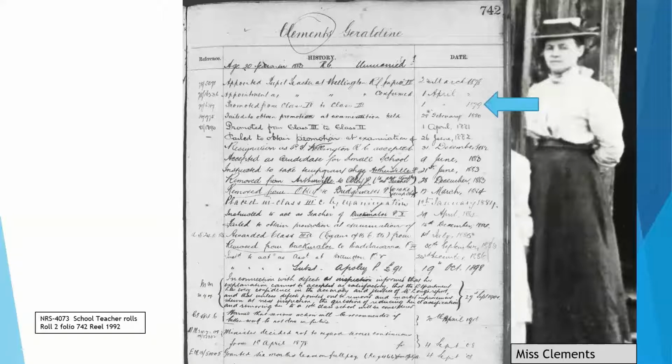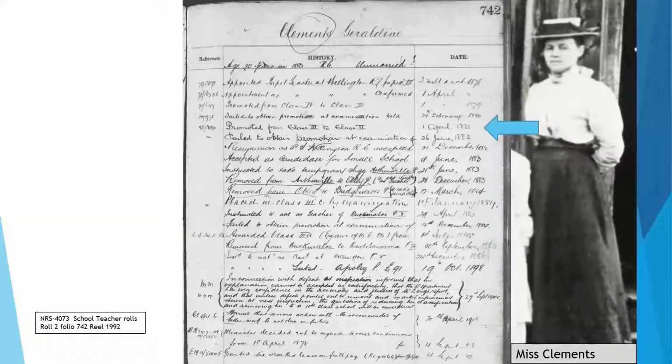You can look down the right-hand side and see the dates where things change. On the left-hand side, you can see all the events of her career. They're going to be consistent with that second slide I showed you. She's promoted from class 3 to class 2. She's failed to obtain promotion on an examination. She's resigned from Wellington and been accepted as a candidate for a small school.